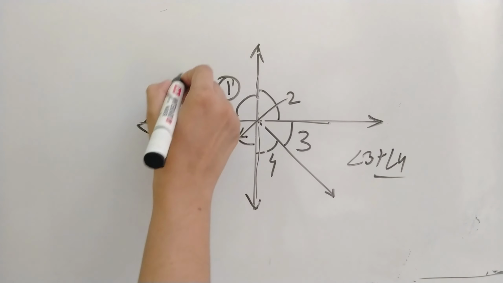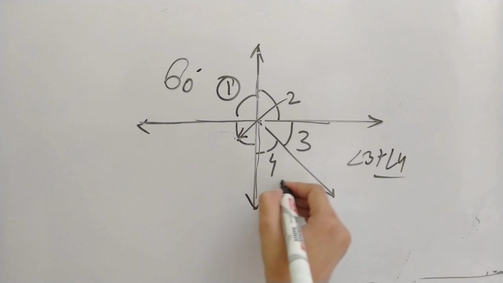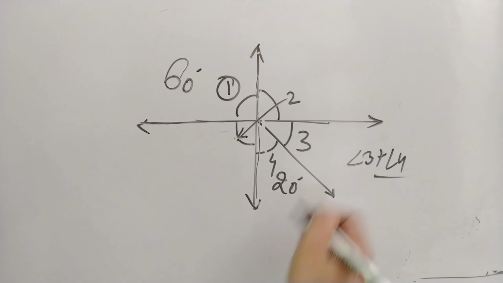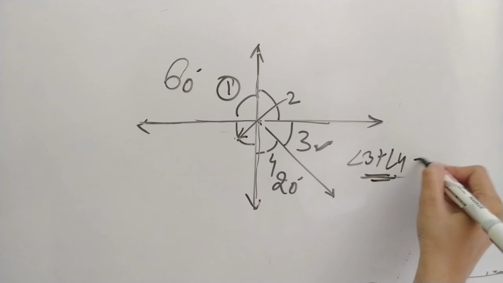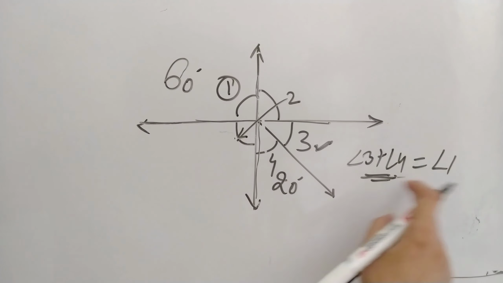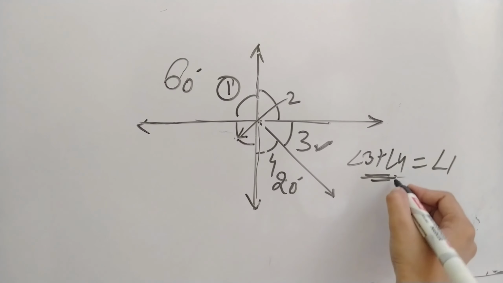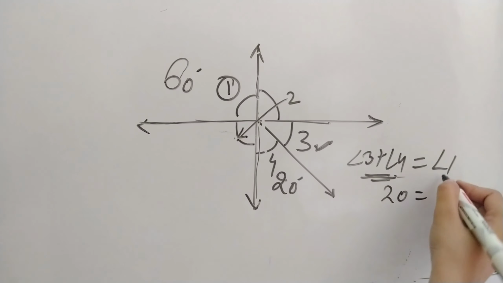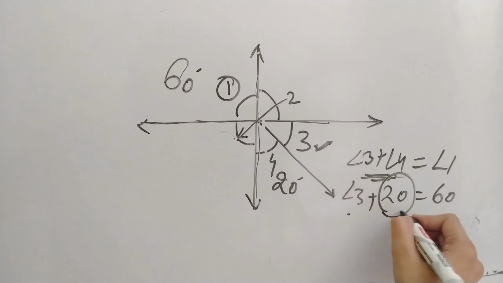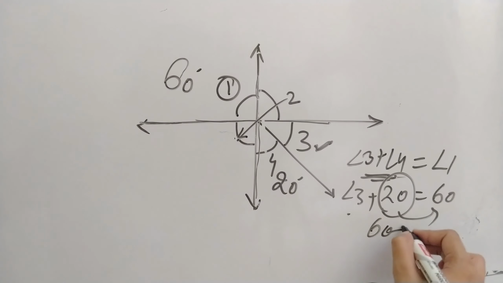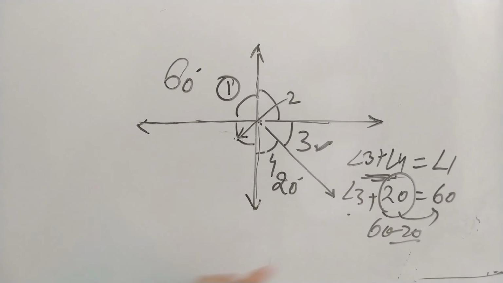So if I provide this value as 60 degrees and this value is 20 degrees, can you find out this particular value? Yes, you can easily find out. As you know, angle 3 plus angle 4 equals angle 1 because they are vertically opposite angles. This value is provided as 20 and this value is 60 degrees, and you have to find out this value. Now transpose it over here, 60 minus 20, that is 40 degrees, the value of this angle 3. In that way you can easily find out.